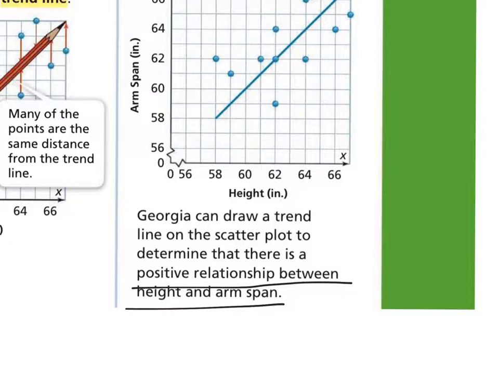So positive slope, positive association or positive relationship. And you can see even the book here talked about association. This lesson is called Analyzing Linear Associations, but they use the word relationship. So those words are going to be used interchangeably, so just understand we'll be flipping back and forth between those two words.